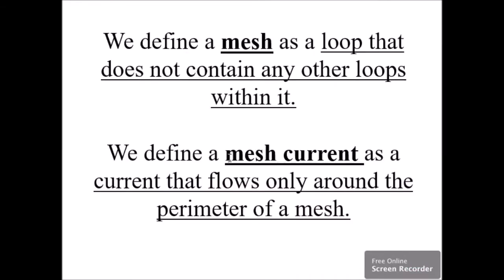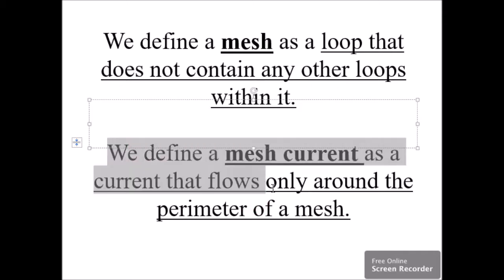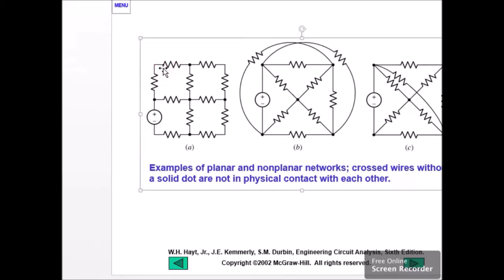Next, meron din tayong tinatawag na mesh current. Ang mesh current, we define a mesh current as a current that flows only around the perimeter of the mesh. Ito yung current na nag-flow lang sa perimeter ng mesh. See, for example, this is a mesh. Tama po ba? Kasi walang loop sa loob. Mag-a-assume tayo dito ng mesh current. I-assume natin na meron tayong mesh current na nag-flow lang dito sa loob ng ating mesh.